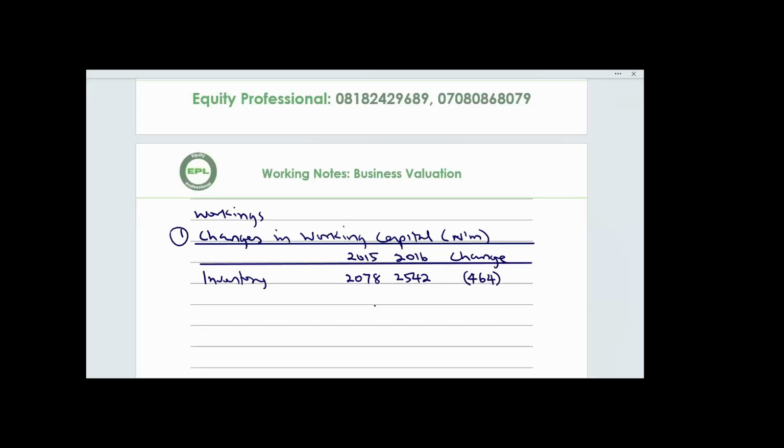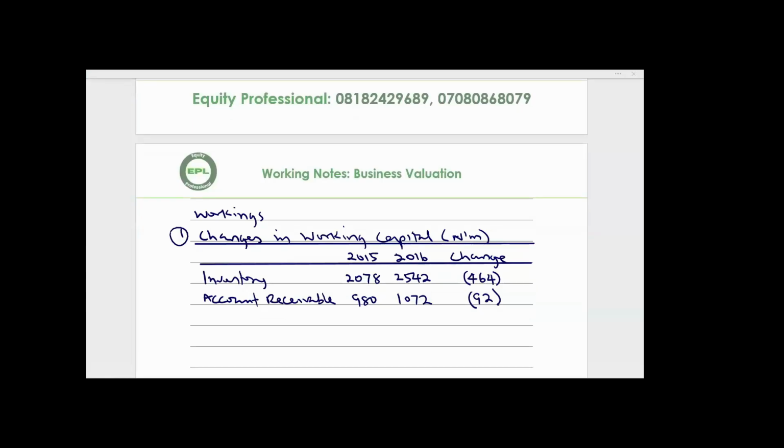Then after inventory, what else? Accounts receivable. In 2015, how much? 980. Then 2016, 1072. What's the difference? 92. Again, in 2015, your receivable is 980. Now it has increased to 1072. So this is also an increase. Then after receivable, what else?